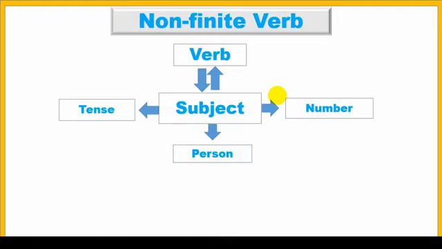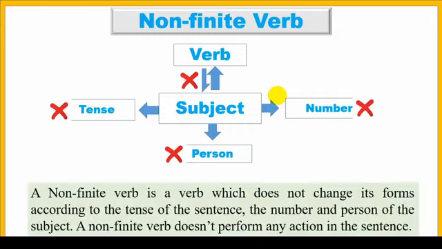that doesn't have any agreement with subject, doesn't change according to tense, doesn't change according to person, doesn't change according to number. So we may define a non-finite verb as a verb which doesn't change its forms according to the tense of the sentence and the number and person of the subject. And a non-finite verb doesn't perform any action in the sentence.